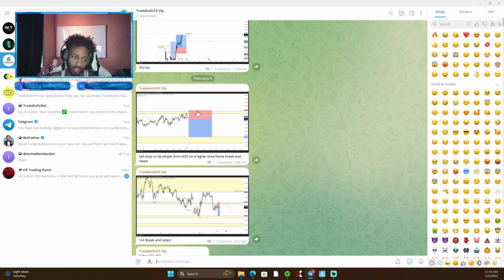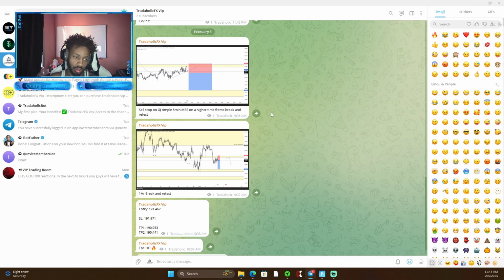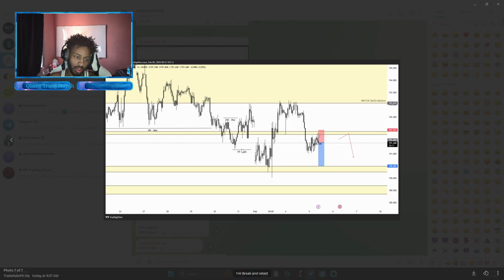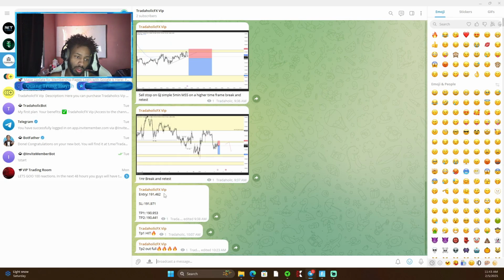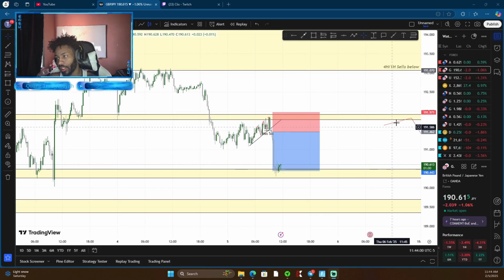Right after that, the next day, which is today, I set the sell stop on GU. This is the sell stop over here. This is the higher time frames. Entry, stop loss, TP1, TP2, TP1 hit, TP2 hit, out full. Very, very simple. So let's get into the gold breakdown first.